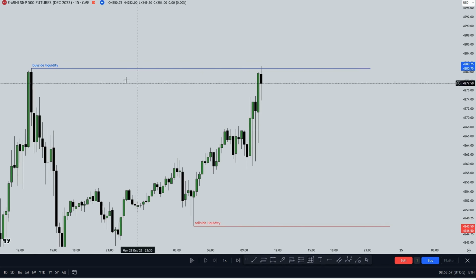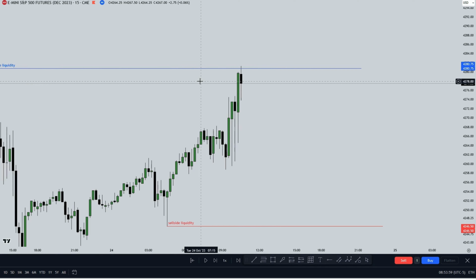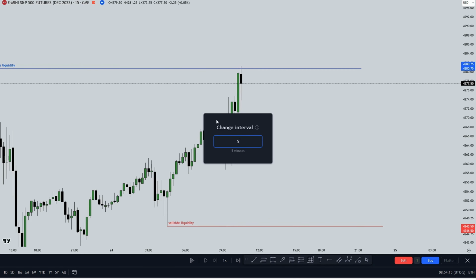Right here we take out the buy-side liquidity, and as I said before, it's important to notice that we only just touch through it with the wick, and the body doesn't close above the buy-side liquidity. Whenever the first wick touches through the buy-side liquidity, we can go down to the 5-minute because we're at the 15-minute right now.